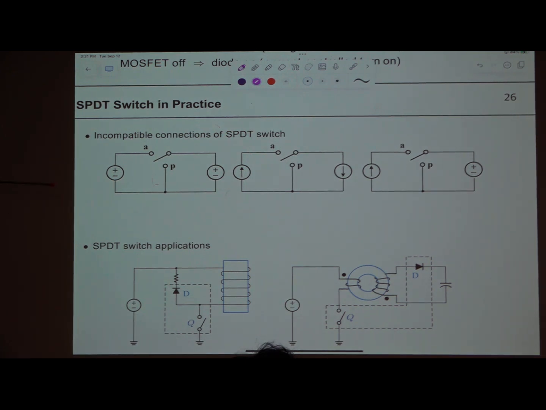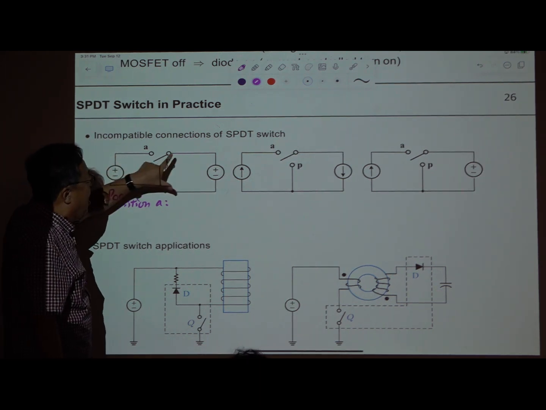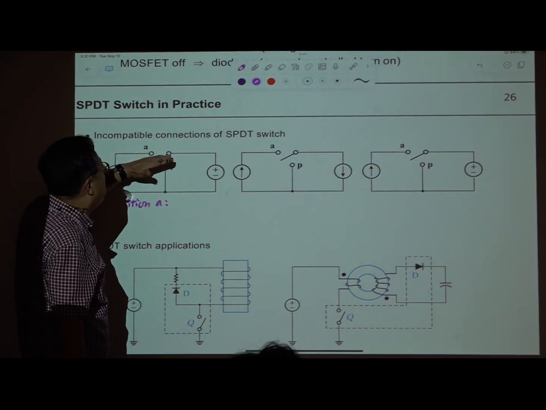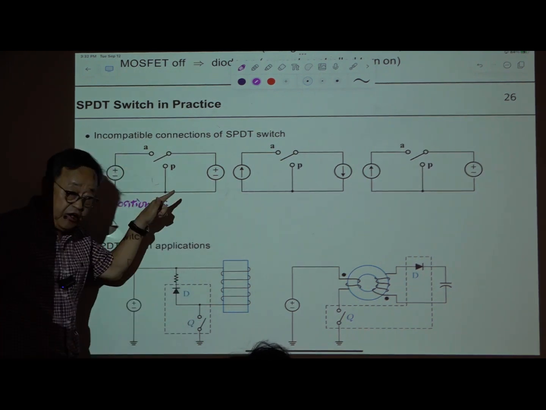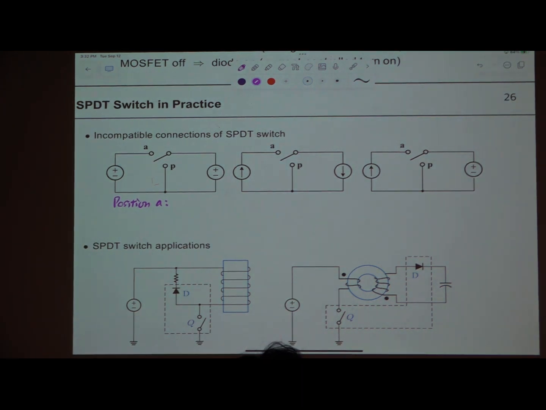For this case, think about the case where the switch is in the A position. This pole is located at position A. Then there is a problem. If the magnitude of this voltage is identical to this one, that is okay. If there is any finite difference between them, you are violating what? KVL, right? So KVL will be violated, so this circuit is not working. It will be shorted. KVL violation.